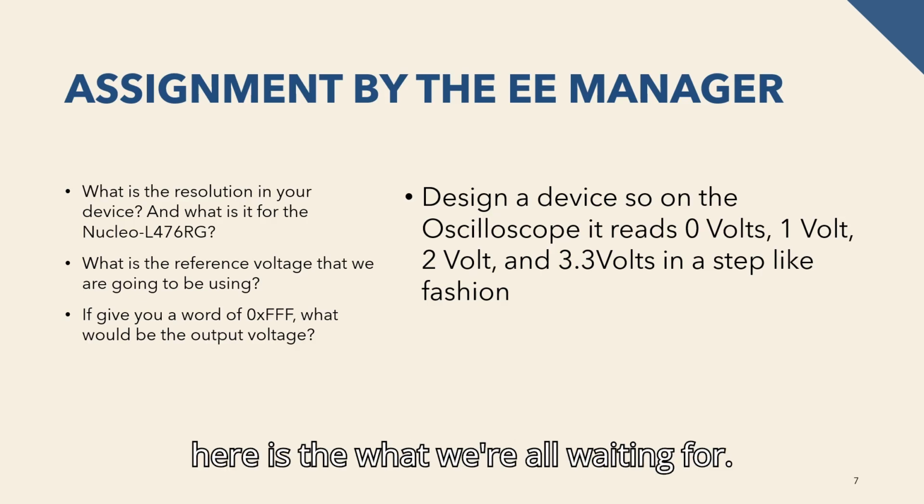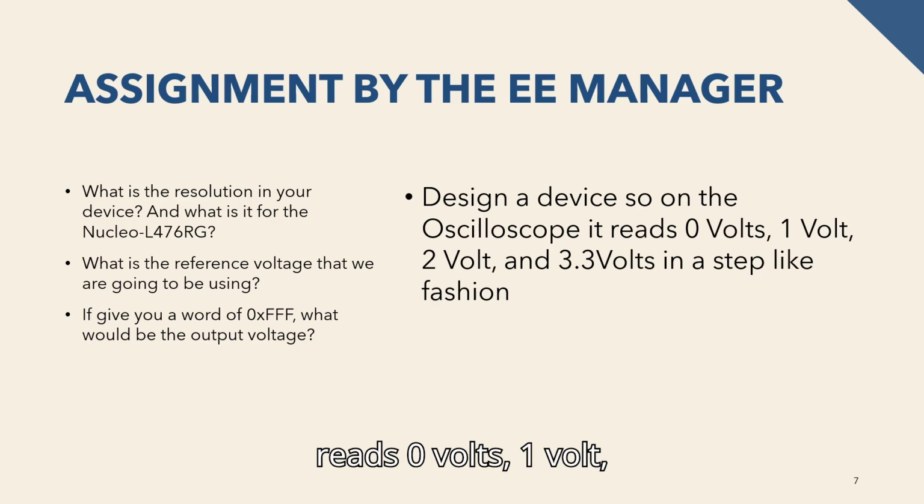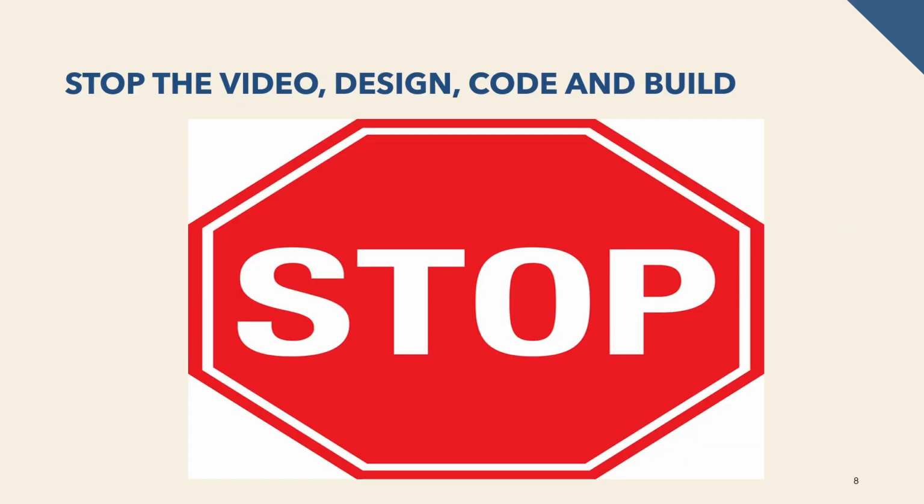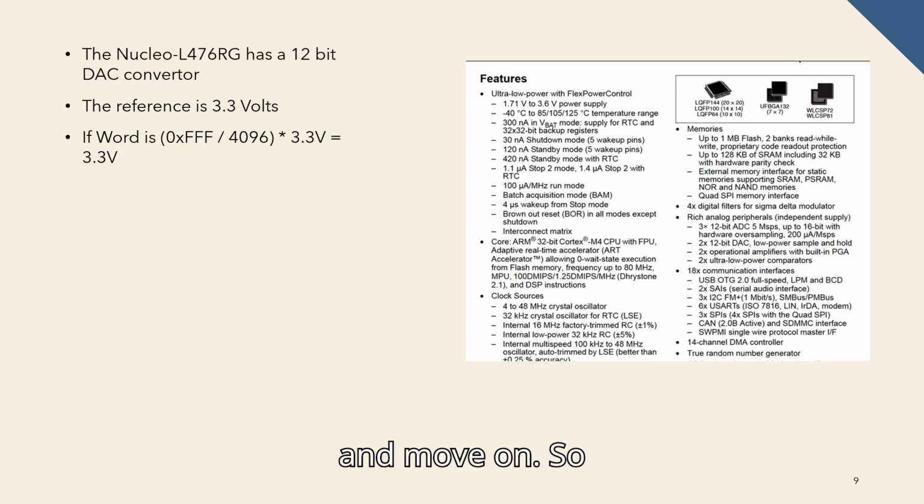Here is what we're all waiting for. Design a device so that the oscilloscope reads 0 volts, 1 volt, 2 volts, and 3.3 volts in a step-like fashion. This should not be too hard, but we'll go ahead and go through it. So stop the video: design, code, and build. If you got enough information, go ahead and do your own research of your own device. It should be analog out, but let's go ahead and move on.